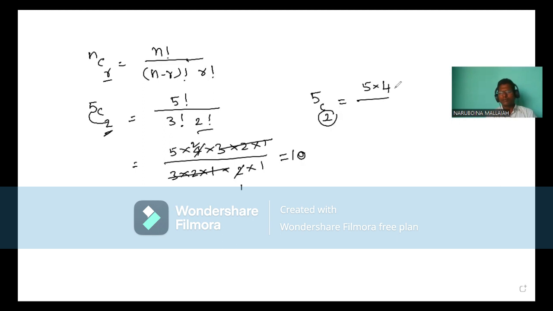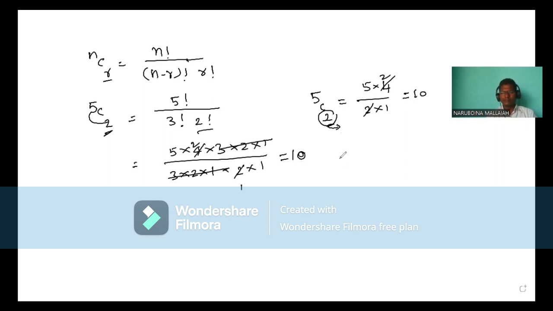So write only 4, two terms. After that, expand this base. Base 2 is here, so write 2 into 1. So 2 1s are 2, 2 2s are 4, 5 2s are 10. So in this way also, you can calculate 5C-T coefficient values.